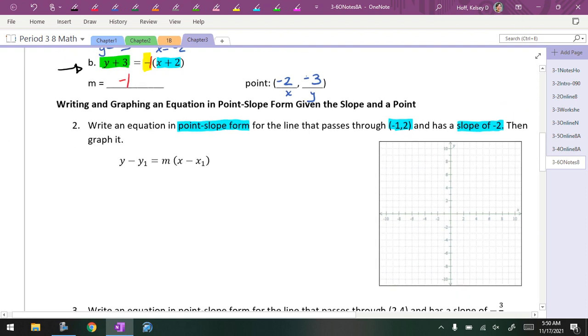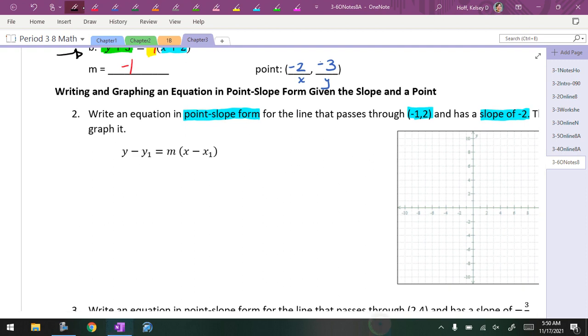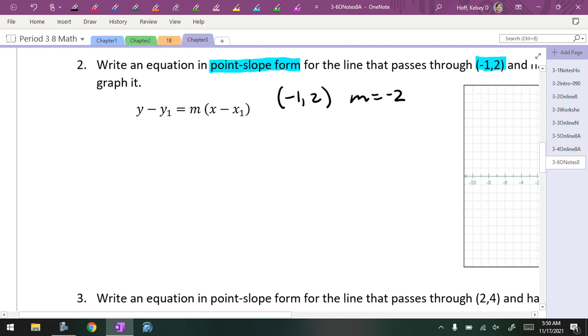Okay, so if we just focus on the equation, they tell us the point is negative 1, 2, and the slope is negative 2. So when we're writing this equation, every single time, the y is going to be there. The minus is going to be there. Now, in y1, I need to put my y coordinate, which is a 2. In my slope, or in the m, I put in the slope, which is negative 2. I'm going to have a parenthesis and an x minus, and my x1 is negative 1.